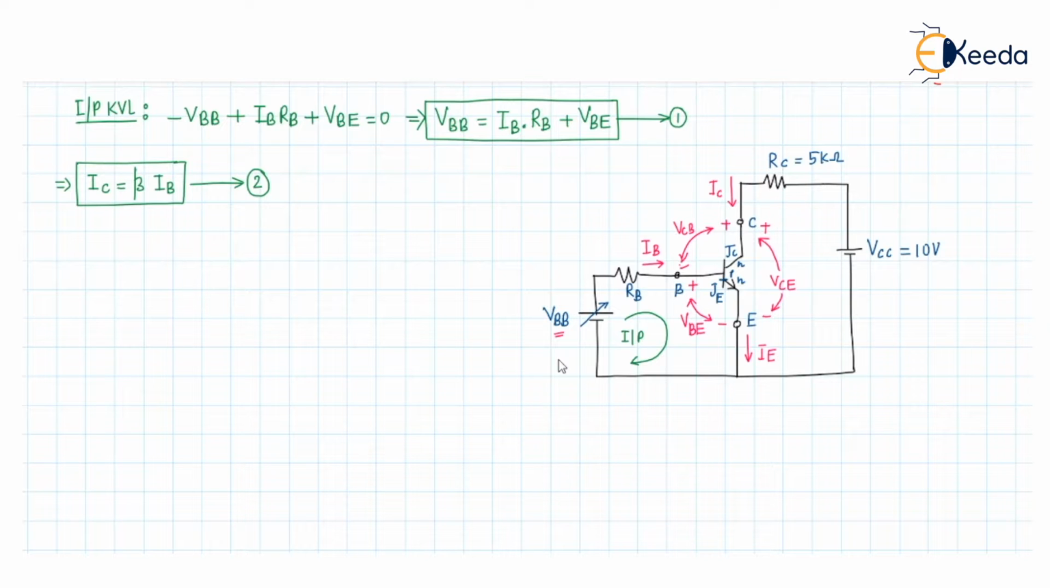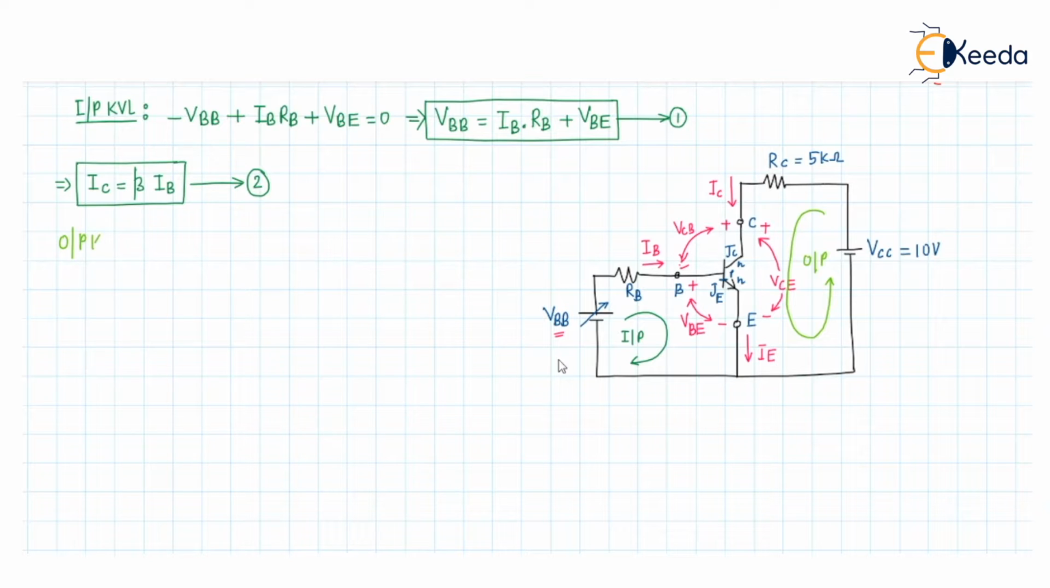In the third case, if we apply a KVL in the output circuit, the output circuit will look like this. So this is the output circuit.